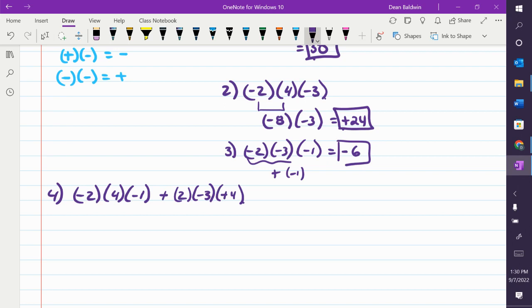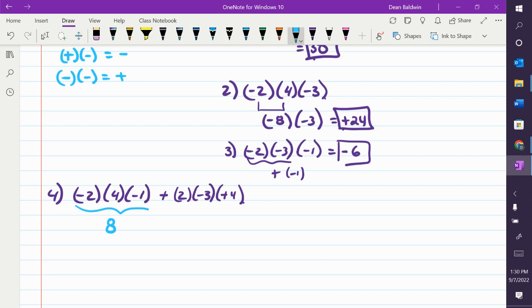So what do you do first? You do your multiplication, right? So let's deal with the left bit, this bit. What's -2 times 4? -8. Does everybody agree with that? What's -8 times -1? +8. So this whole thing here becomes +8.